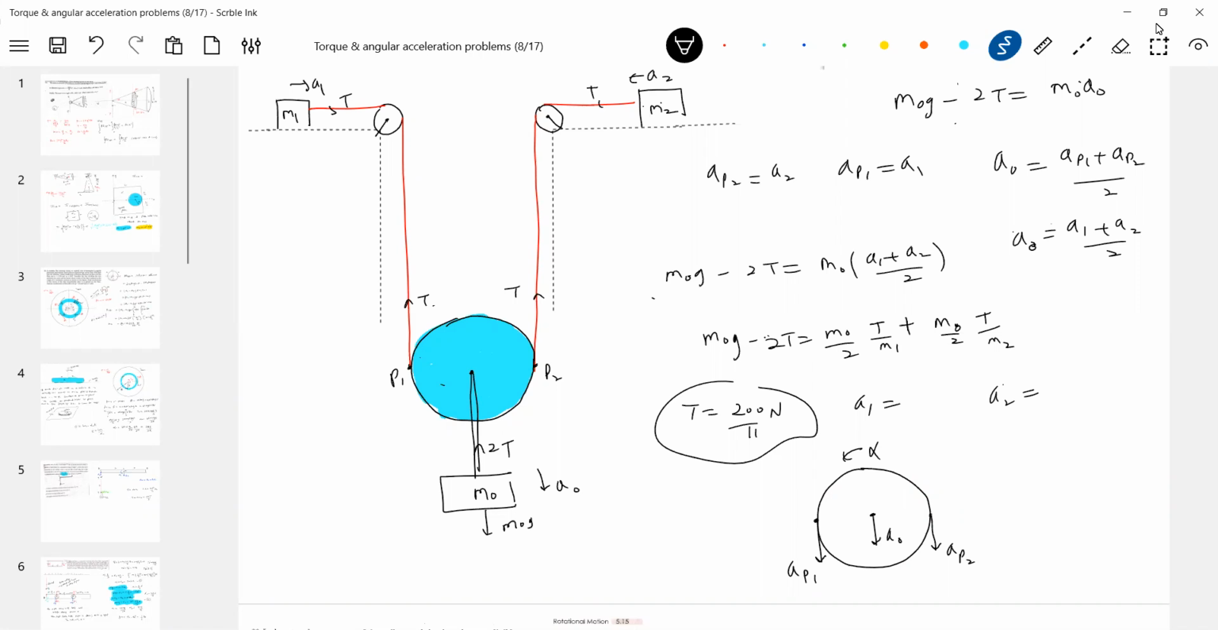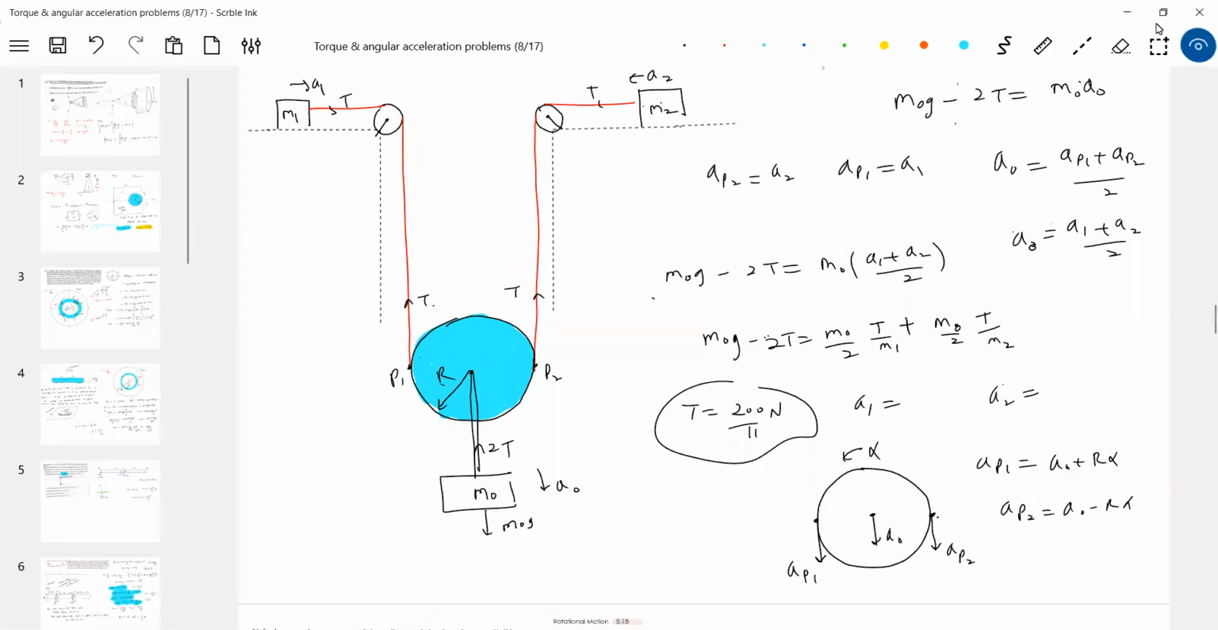Can you write any equation? AP1 should be equal to A naught plus R alpha. R is the radius. Then what about the acceleration of this point? AP2 should be equal to A naught minus R alpha. The value of R alpha is such that, sorry, A naught will again be greater than R alpha. So the resultant acceleration will be like this.